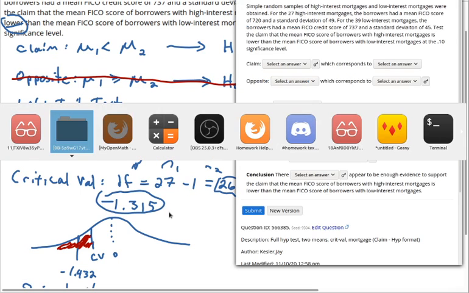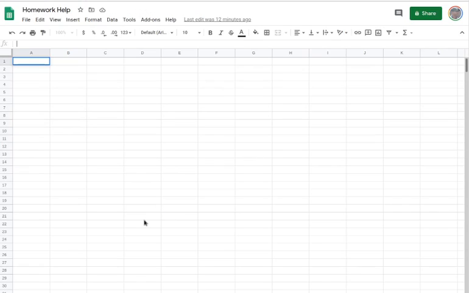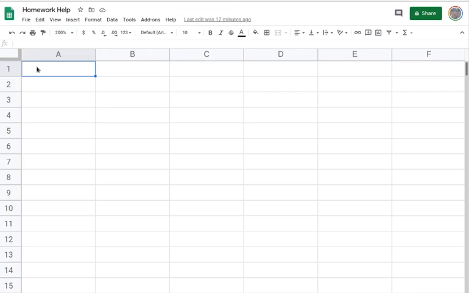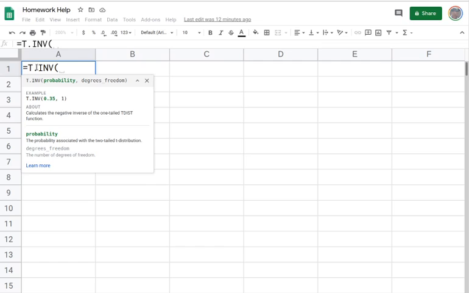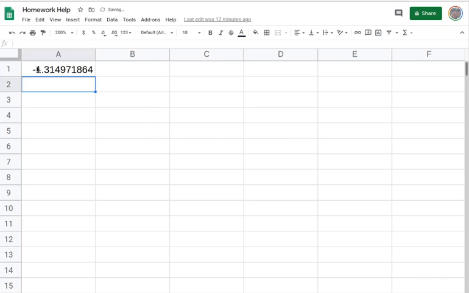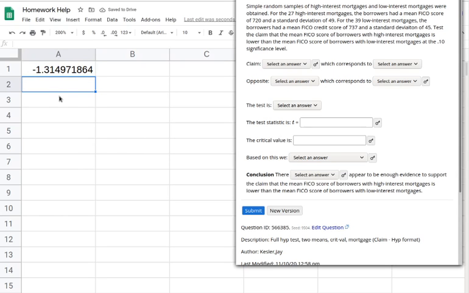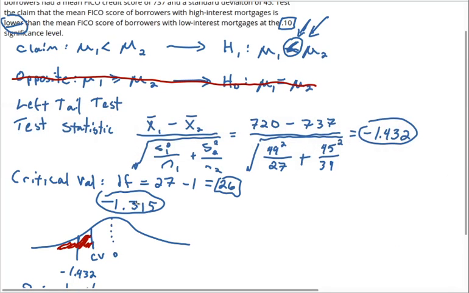And to do that, I'm going to use the T.INV function. Let's increase the size here. T.INV, the inverse t function, and the probability is 0.1, my significance level, and degrees of freedom was 26. And that gets me about negative 1.315, which is what we ended up using.